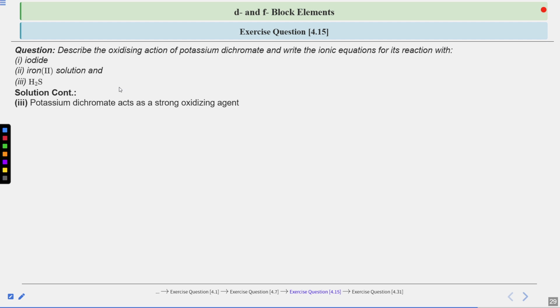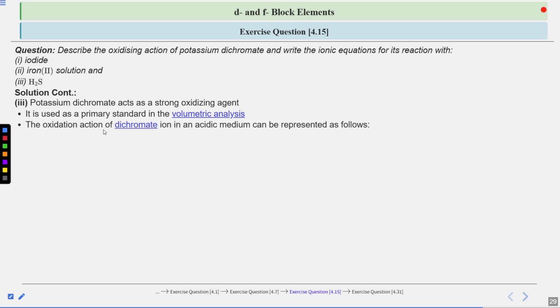Now for the third part, that is H2S, hydrogen sulfide. For this third part, we know that potassium dichromate will act as a strong oxidizing agent, right? Strong oxidizing agent means it is going to oxidize the others and get reduced itself. It is used as a primary standard in volumetric analysis.